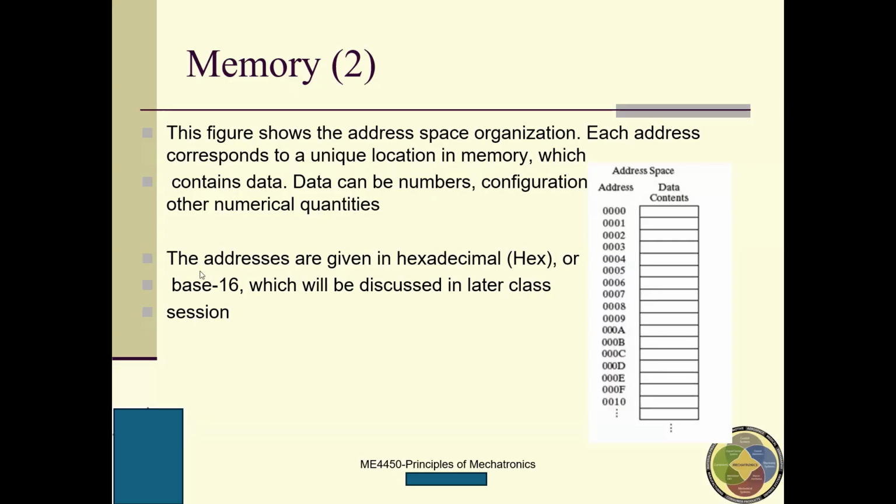You need to be very clear that this decimal number we are using is for us human beings only. Okay, the computer does not recognize 10. Right? We are using base 10. So this is the decimal number, but for the address, we use hexadecimal or the base 16 number, which will be discussed in the next class.